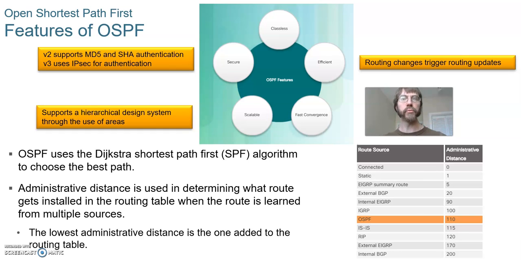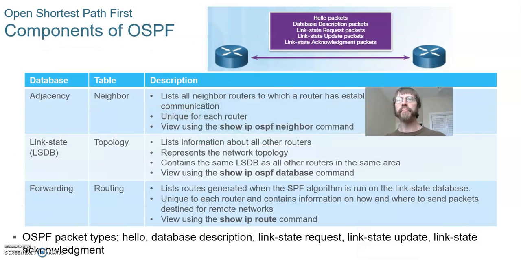So let's talk about the components of OSPF. There are three main tables, three main databases, shall we say, for IPv4, for OSPF. The adjacency database, which is to say the neighbor table.